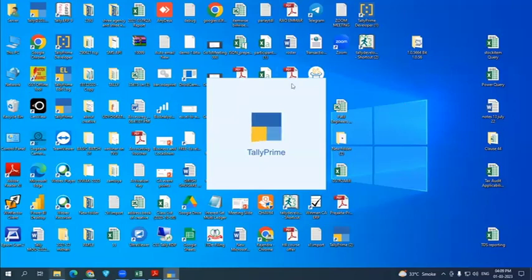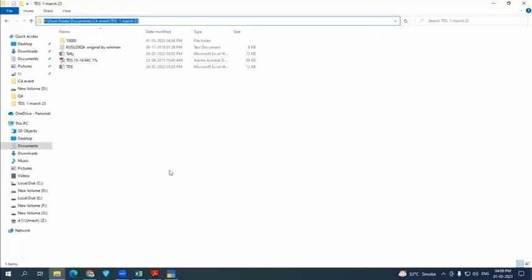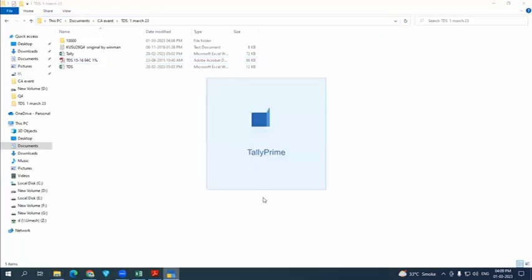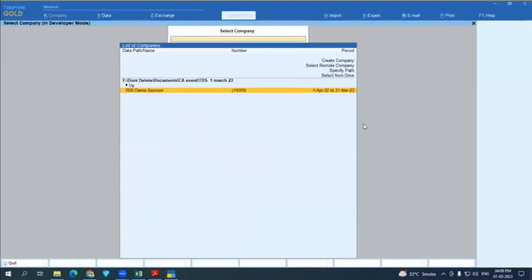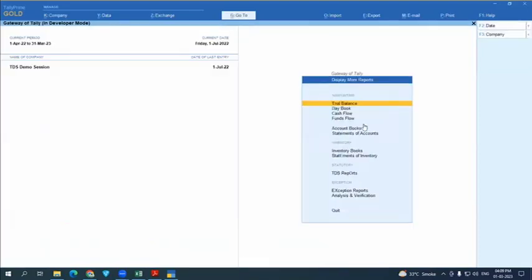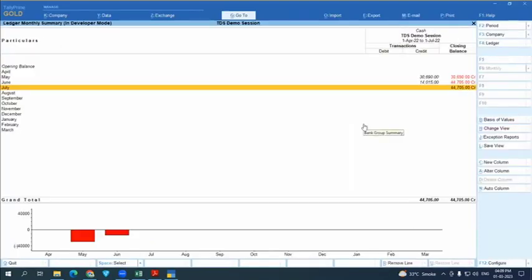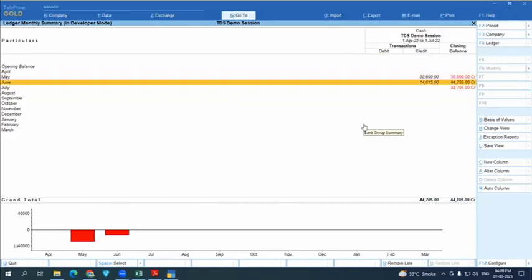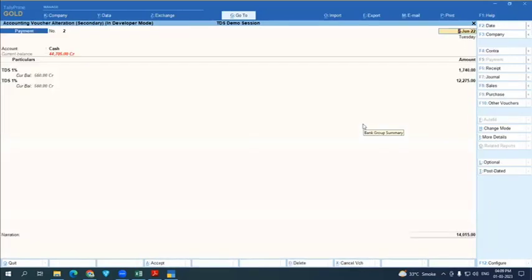Again, we are going to open the data. I can even share the data also, don't worry. Yes, display account book, cash book. I want to enter that, alter that master entry. Suppose a late payment is there.